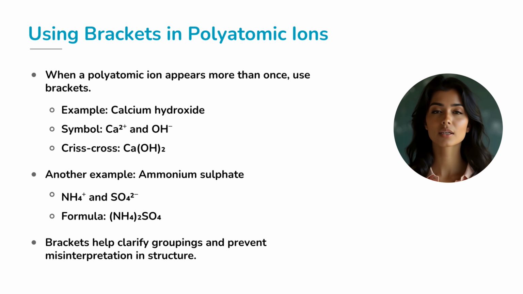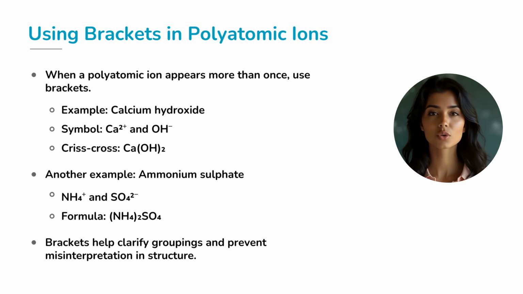One more example, ammonium sulfate. Ammonium is NH4+, sulfate is SO4 2-. To balance, we need 2 ammonium ions per sulfate ion. Final formula, (NH4)2SO4. Brackets help us avoid confusion and keep the structure clear.